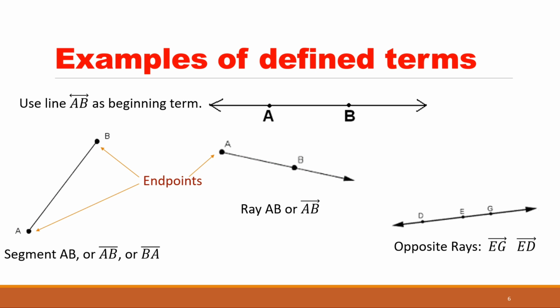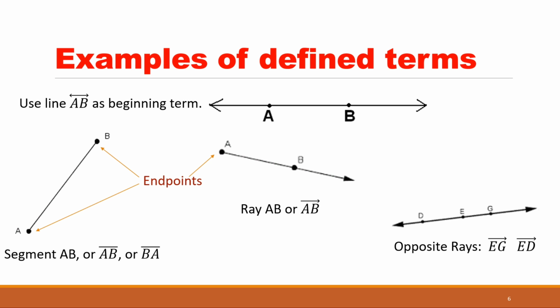Let's have more examples of defined terms. How are you going to name using line AB as a beginning term? As you can see on the screen, we have line AB. From line AB, let us name a segment. From point A to point B, there are both endpoints. So we can name that segment AB, or segment BA, using the word segment or AB with a vinculum, and BA with a vinculum. As you can see, with the vinculum there is no arrow, meaning that is a segment.